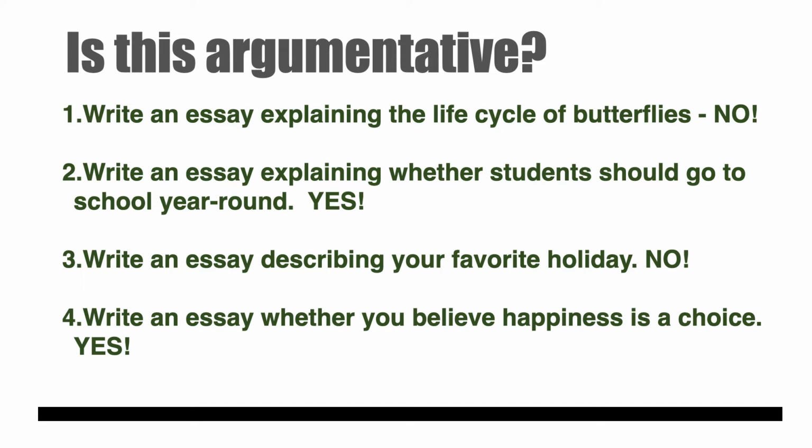In number 2, you would decide whether students should go to school year-round or they should not go to school year-round. And then your essay would be about only one of those 2 sides. The same for number 4. You would decide whether you believe happiness is a choice or whether happiness is not a choice, and then your essay would be about the side that you believe.